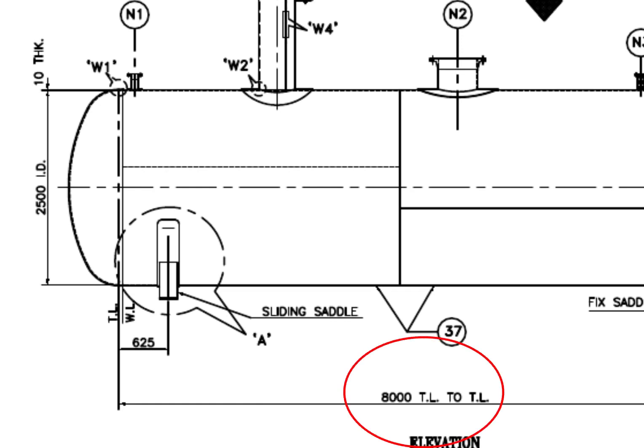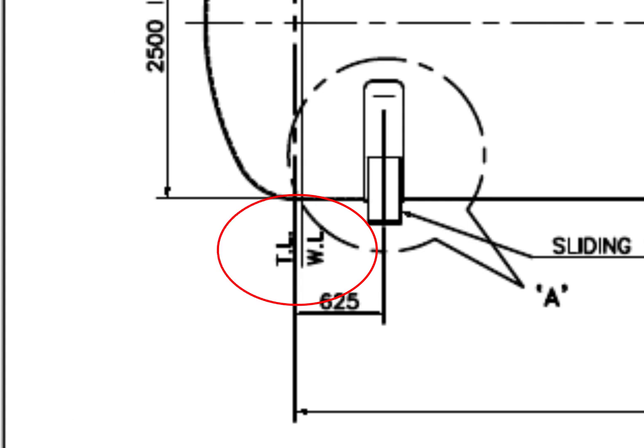TL to TL length is 8,000 mm. What is TL? TL is tangent line or tangential line. What is a tangent line? The tangent line describes the point on the head where the knuckle radius meets the straight flange. What is WL? WL is weld line.